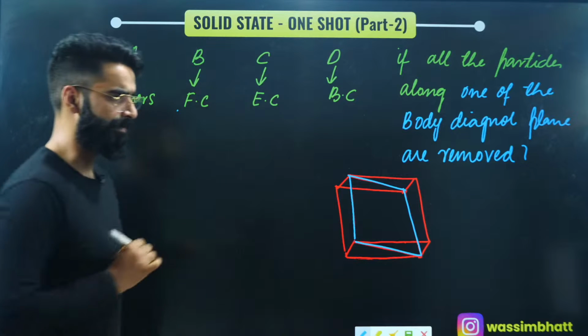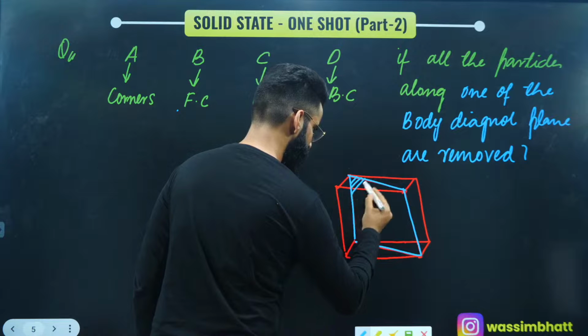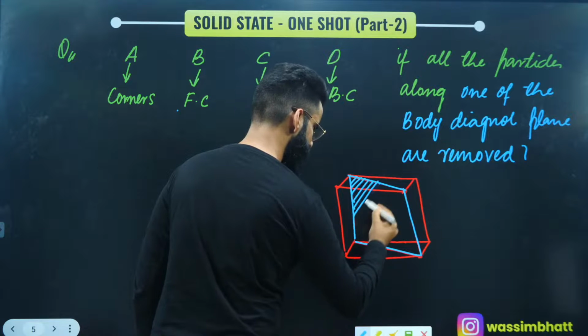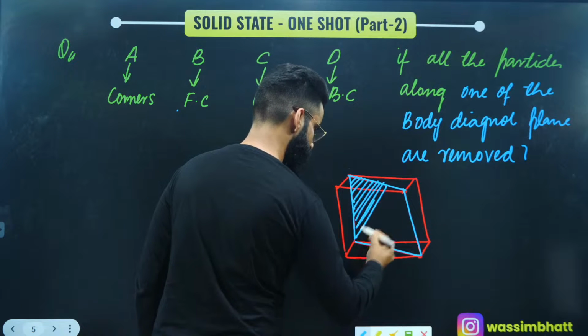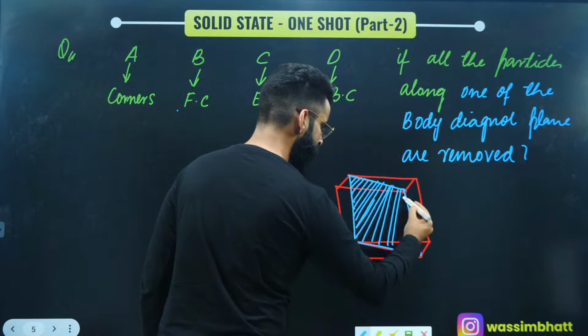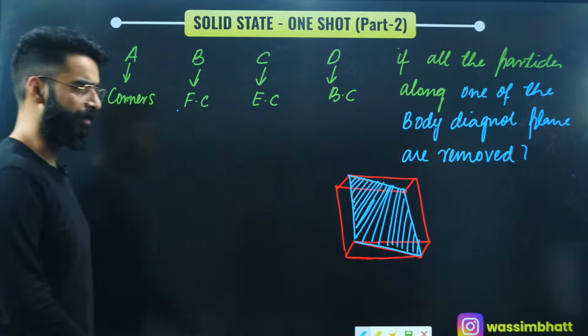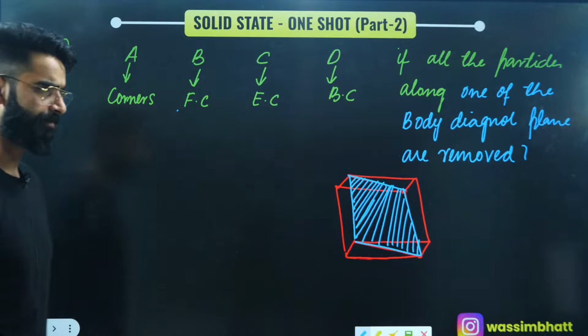This is the body diagonal plane which I'm talking about, right? Let me show it to you properly. If I'm removing all the particles along this body diagonal plane, what is going to be the formula of the compound?